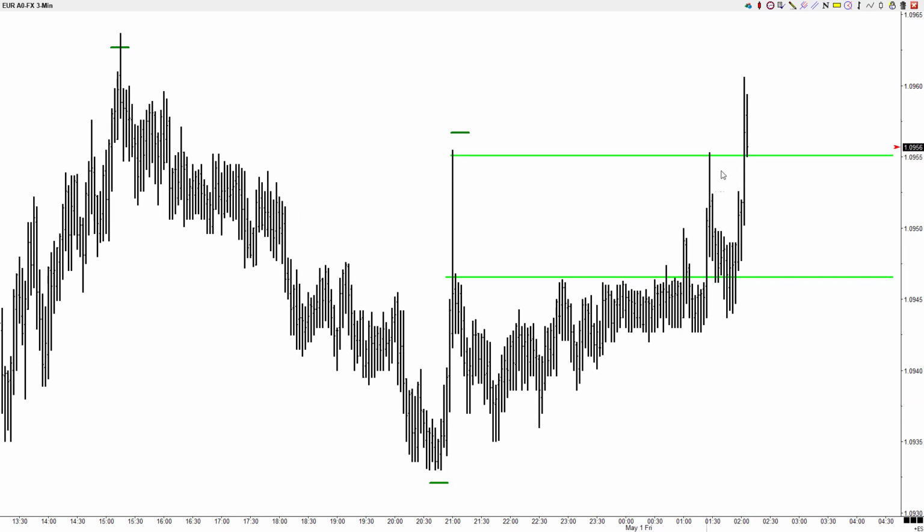Zoom. Look what you just learned. Sellers whacked it, buyers picked it up. Buyers beat the sellers. Here, you can make the story. Price is telling a story. Sellers whacked it. All right. Buyers picked it up.